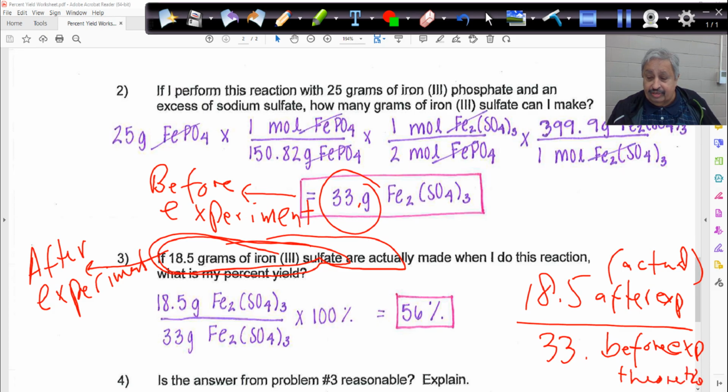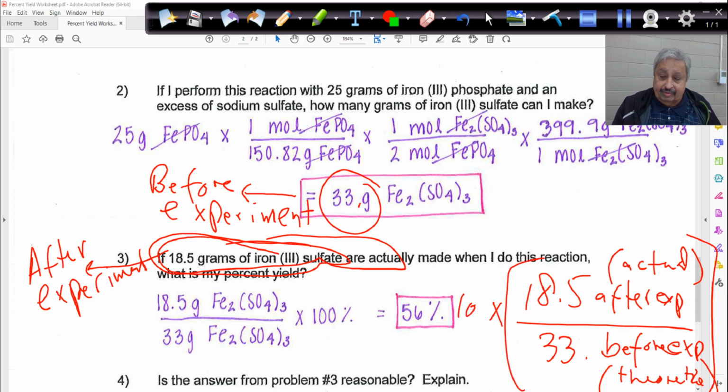Before you start anything, so theoretical. This here, you multiply by 100%. And the answer is 56, with the decimal here, 56. percent.